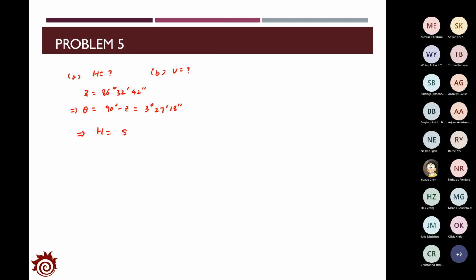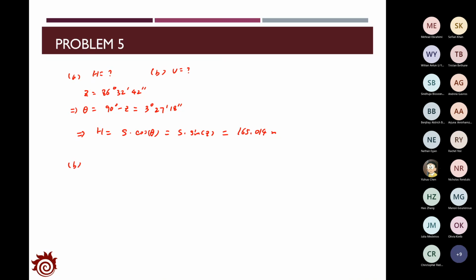And for the horizontal distance, the value is S times cosine theta, or it could be S times sine of the zenith angle. If we did not calculate the value of the vertical angle, you can use the zenith angle directly. So with that, you can get the result as 165.014 meters. So that's the horizontal distance.